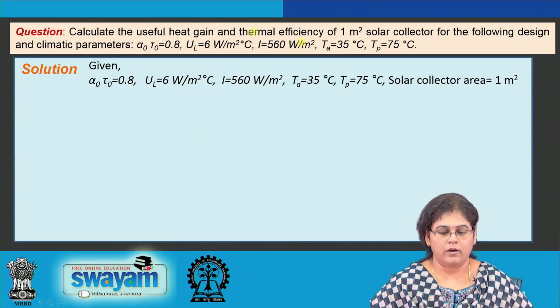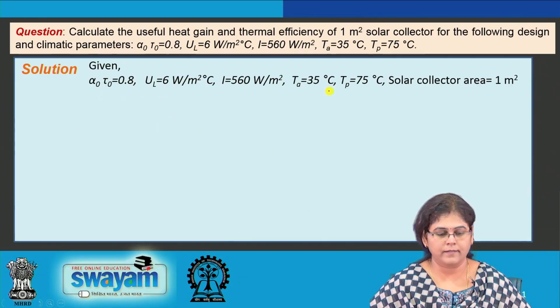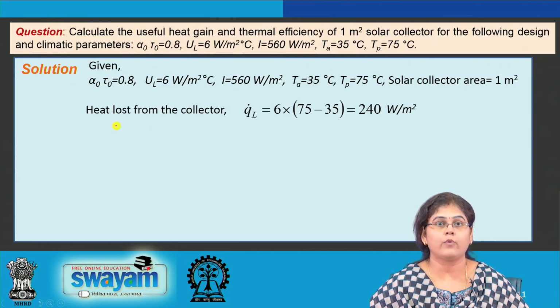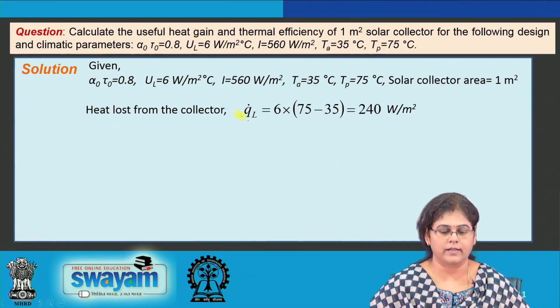So, first, the data has already been given. We have to calculate the heat lost from the collector, that is QL. QL is equal to UL, the overall heat loss coefficient, into the absorber plate temperature minus the ambient air temperature, which are already given as 75 and 35. So, we are getting the heat lost from the collector as 240 watt per meter square.